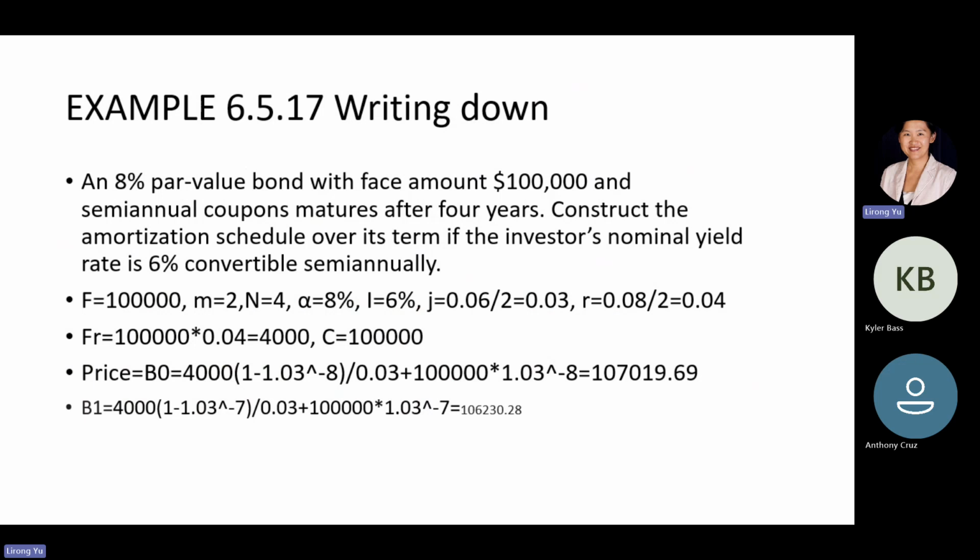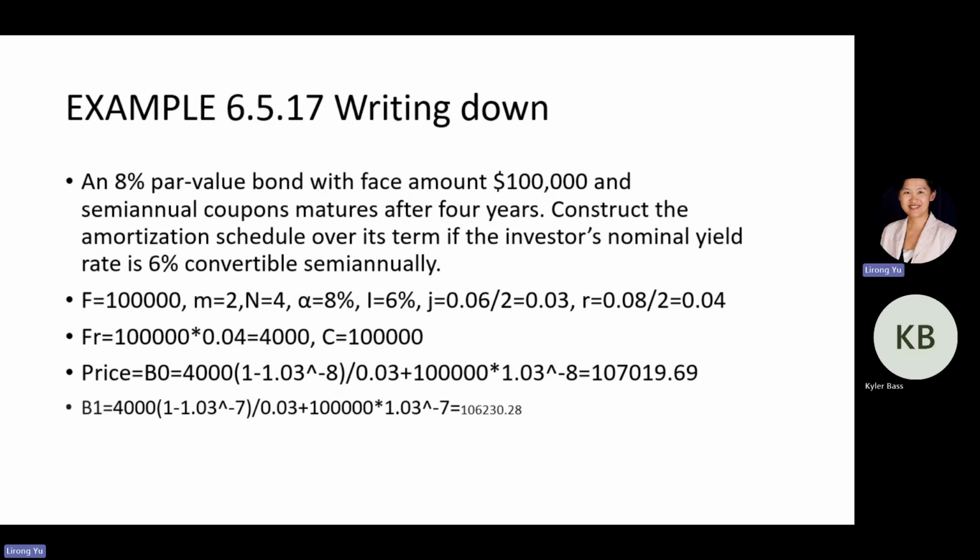It's about 107,000. Any question? The same calculation can continue. B0 is followed by 8 payments. B1 means you already paid 1 coupon, and there are 7 payments in the future, so that's that one. And then you can continue to calculate B0, B1, B2, B3, which will be the book value. That will be the last column of the calculation.